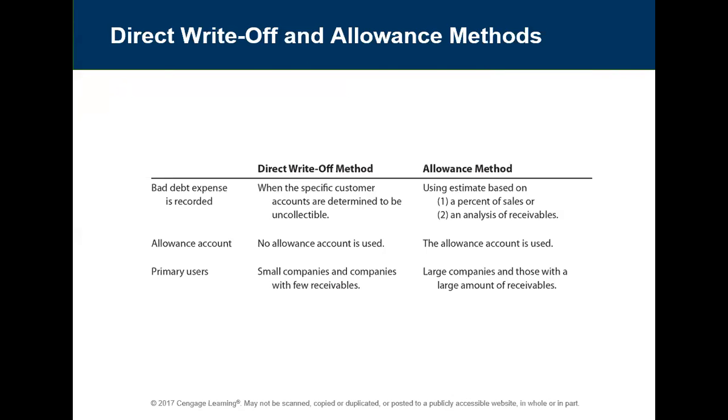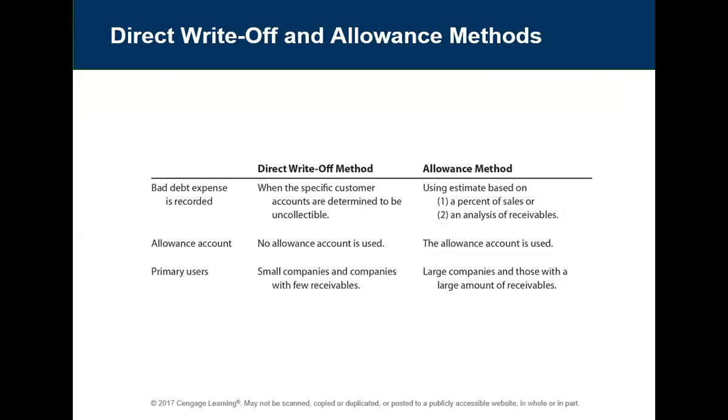Again, direct write-off method is going to be used for small companies or companies with few receivables, so they're not a publicly traded corporation. So allowance method is going to be used when we have a large amount of receivables, and will have to be used if we're a publicly traded corporation. Direct write-off method is the easiest one, but it's not GAAP compliant. Allowance method, you have two estimates. You could do percent of sales or an analysis of receivables.